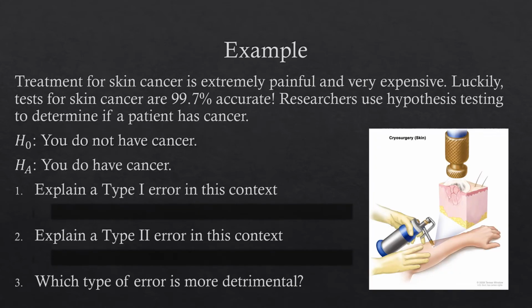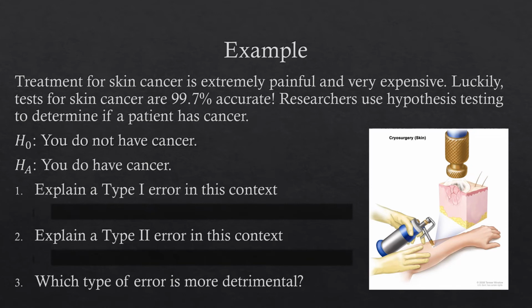Treatment for skin cancer is extremely painful and very expensive. Luckily, tests for skin cancer are 99.7% accurate. Researchers use hypothesis testing to determine if a patient has cancer. So in our null hypothesis, we're going to assume you do not have cancer. And then our alternate is that you do have cancer. So we're not even dealing with numbers here, okay?